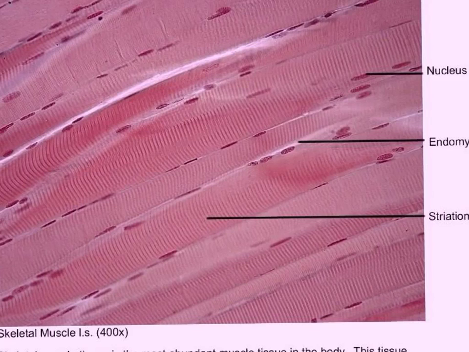As regards the striations, you may be asked what is the cause of these transverse striations. The cause is the presence of dark bands of the myofilaments at the same level and light bands of the myofilaments also at the same level, giving the appearance of transverse striations for the skeletal muscle fiber.